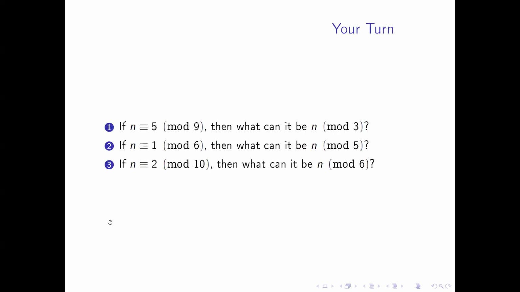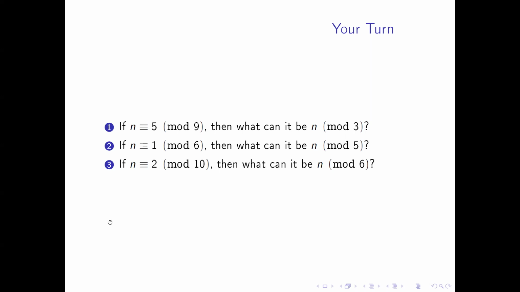Now, you're going to have to practice this on the discussion board. Here's your first three problems. I'm going to write the fourth problem in just a second to help you understand the motivation as to why we care about it. Problem one, if n is congruent to 5 mod 9, what can it be mod 3? If n is congruent to 1 mod 6, what can it be mod 5? And the last, if n is congruent to 2 mod 10, what can it be mod 6?